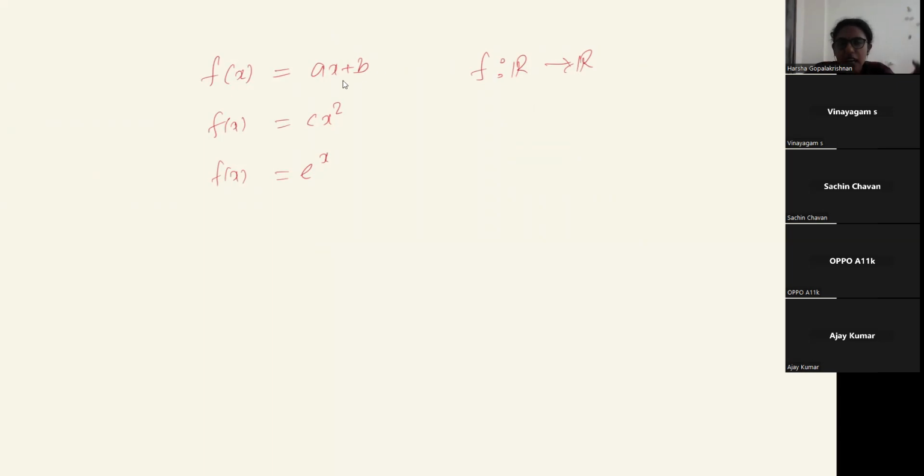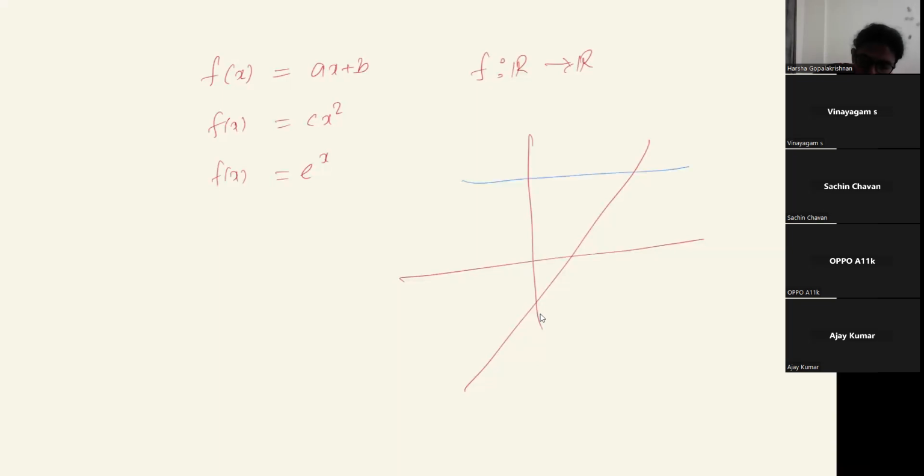We can just see how the graph will be. For example, if I am taking f of x equal to ax plus b, it will be some line. It is a linear function, right? So we can check with any horizontal line. Any horizontal line intersects the graph, so it is onto.